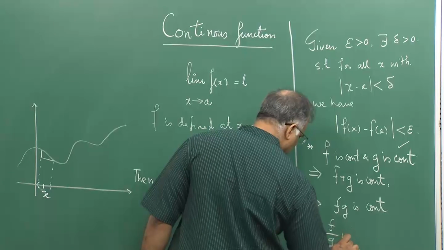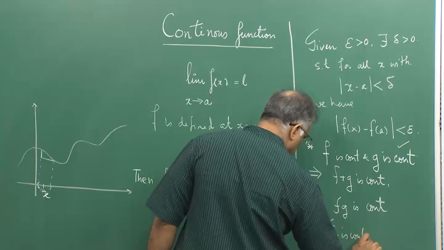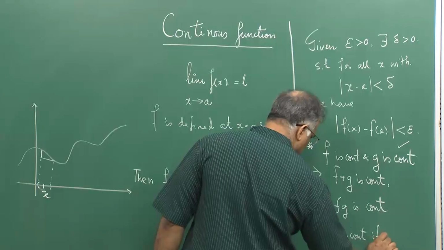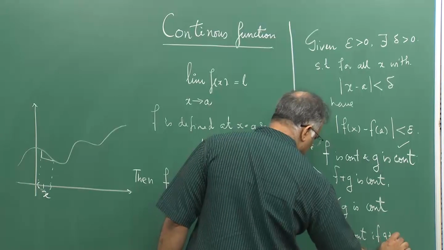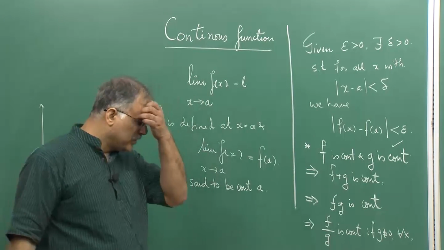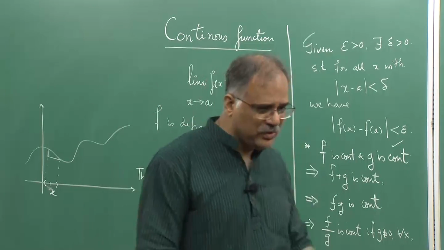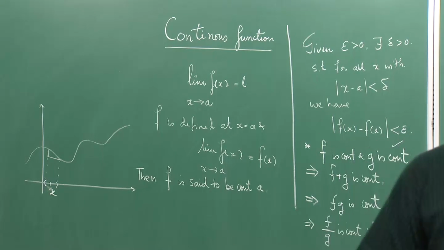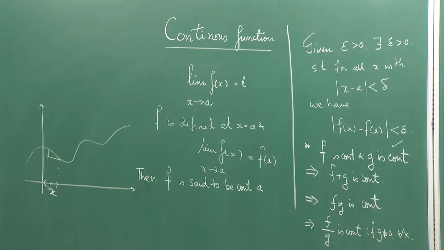and f by g is continuous if g is not equal to 0 throughout, for all x in the domain. So that is something very standard, and we are not going to get into any detailed proof.